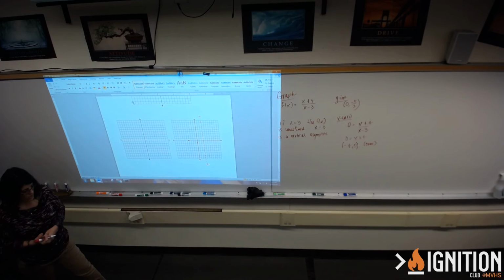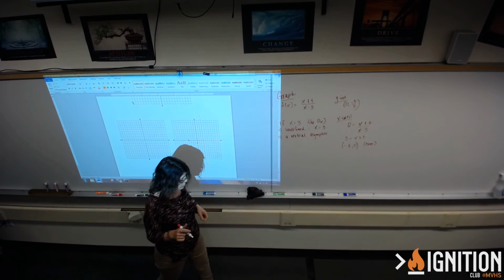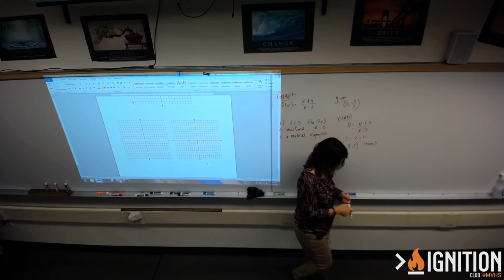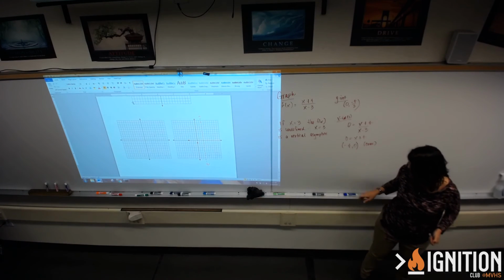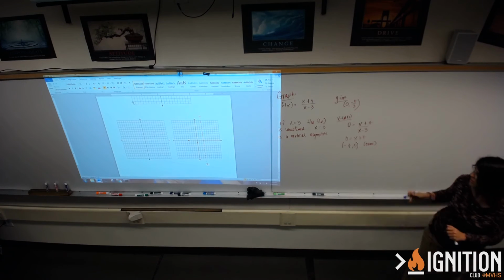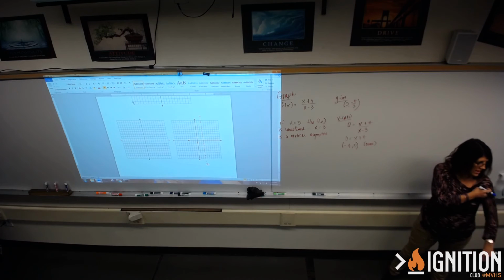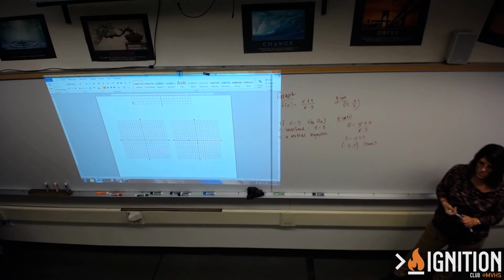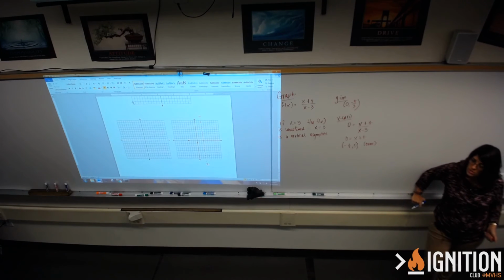What's the shortcut? How do you find the x-intercept? All of this multiply. No? Close. The numerator. Make the numerator 0.